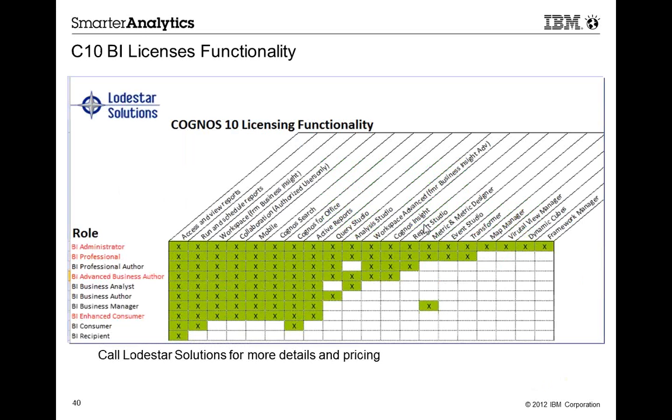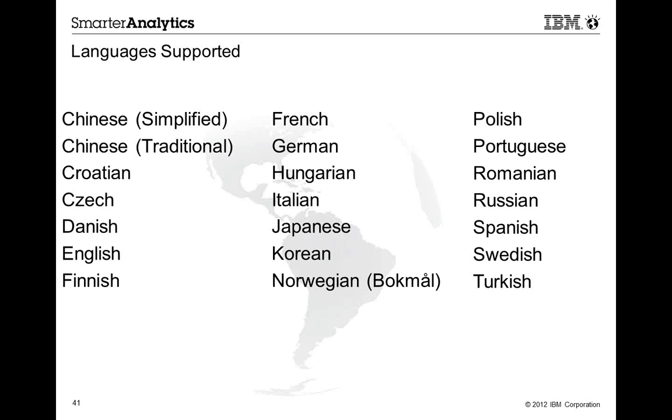On licensing, you can see here that Cognos Insight is available at the Advanced Business Author level and above, where the cursor's pointing. It's available in 24 languages. That's important if you're a multinational company or have users that speak different languages. It's supported in 24 different languages.